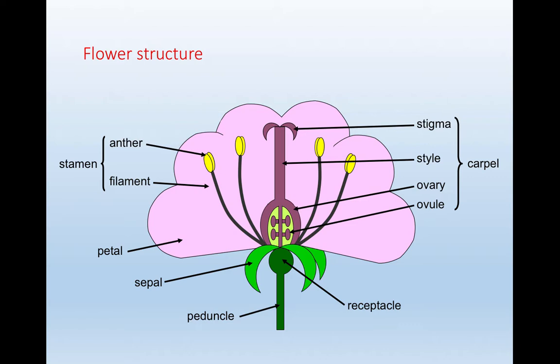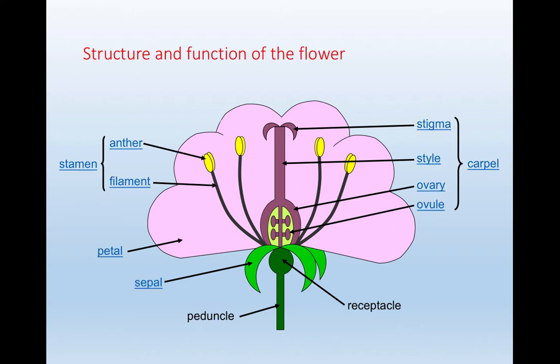So again, everything on the left side, the stamen with the anther and the filament, would be the male reproductive parts. On the right side, what we would consider the female, which is the carpel, which is the stigma, the style, the ovary, and the ovule.